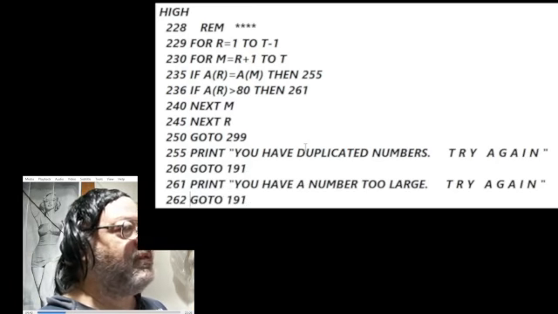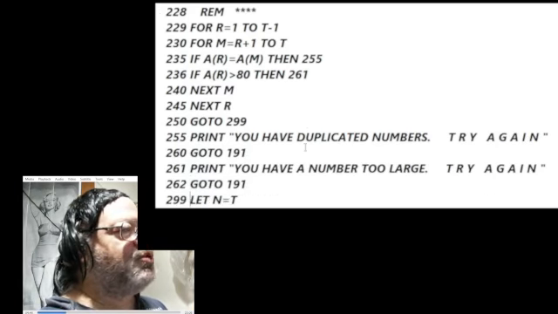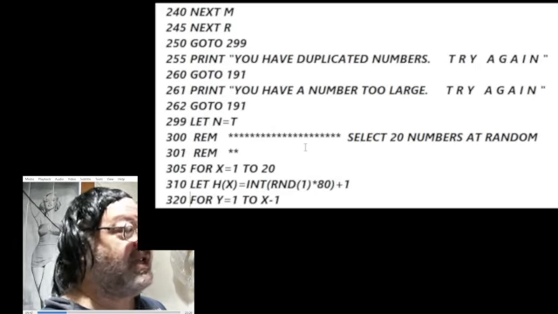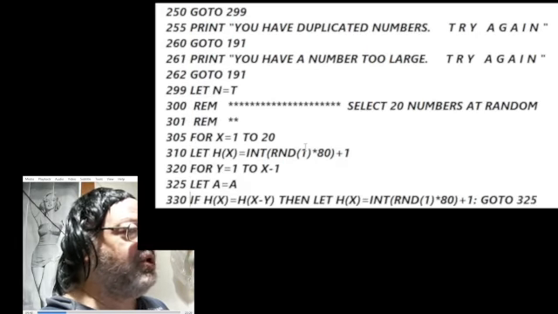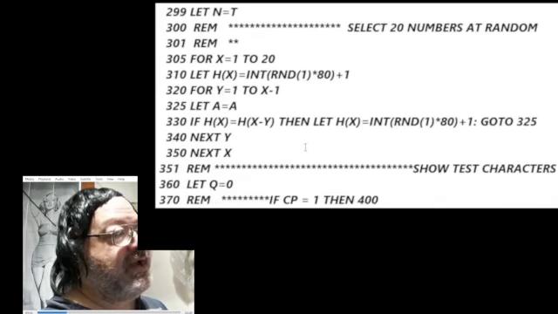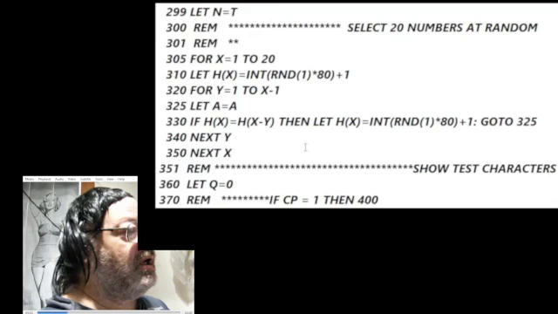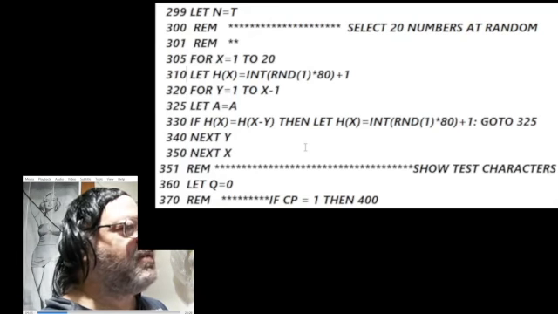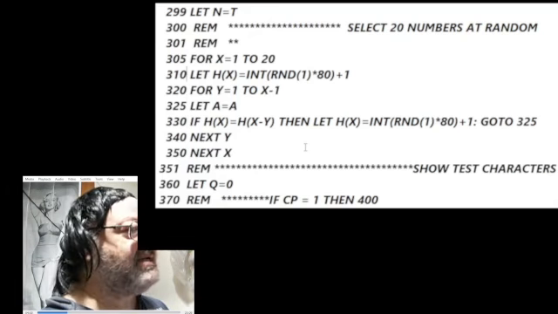So it says check for repeats, and if the number is too high, if it's greater than 80, in line 236, you have duplicated numbers, and you have a number too large. Now the computer is going to select its 20 numbers at random. This is a mess. This is a really hot mess.